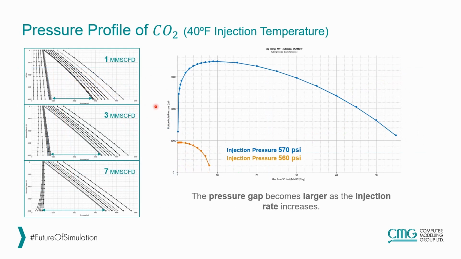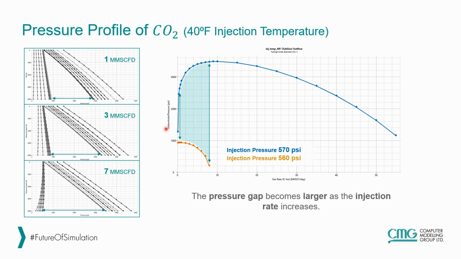Let's look at the effect of changing the rate on this pressure gap. Here on the left side, we are injecting at 1, 3, and 7 million cubic feet per day. And we see that as we increase the injection rate, the magnitude of the pressure gap at the bottom hole is also increasing. We can see that here on the right hand side plot as well.